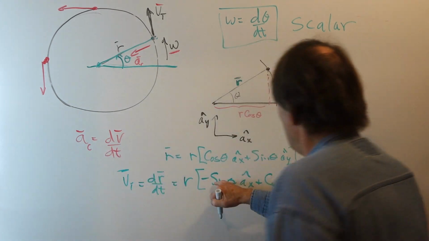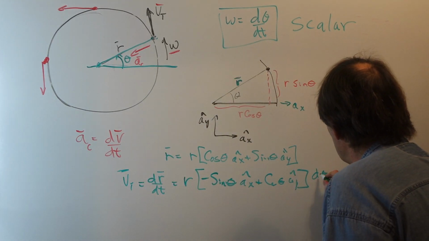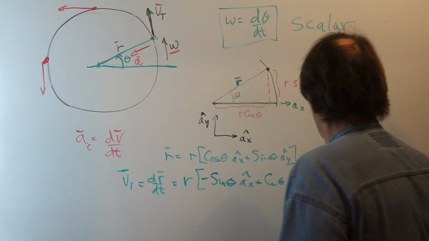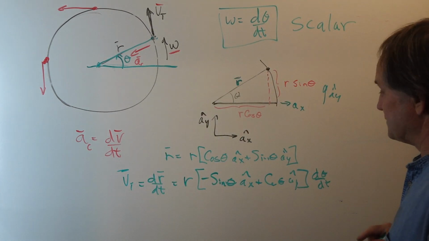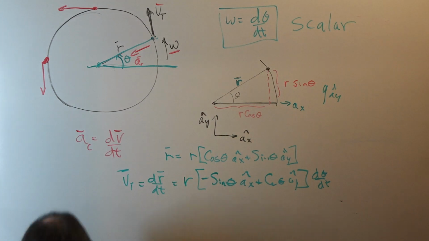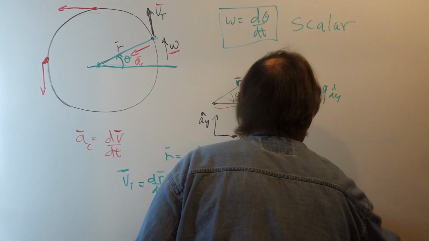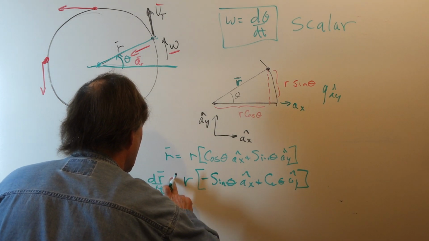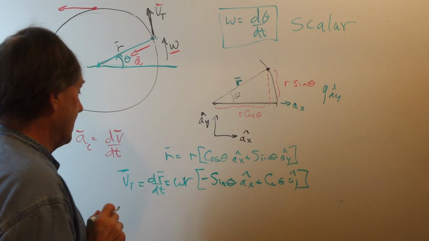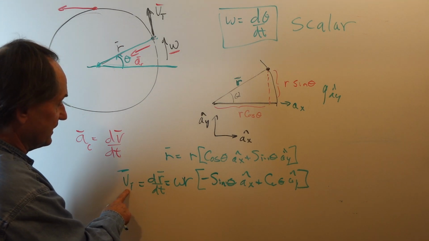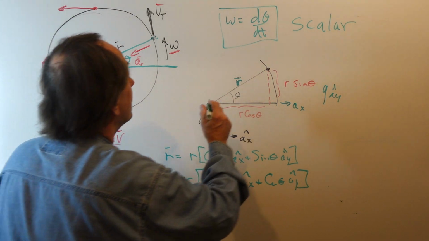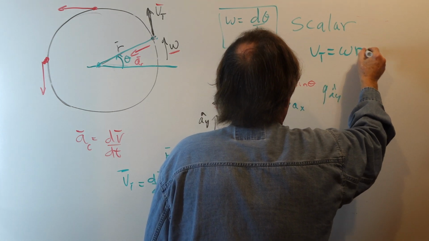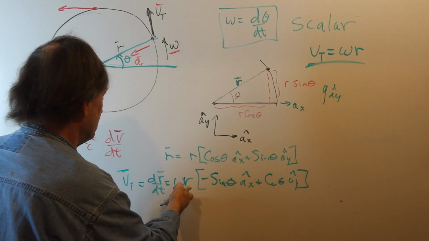And then we have d theta dt. Well, what is d theta dt? It's omega. The time rate of change of angle with time, I can replace that with omega. So this is omega r. So the magnitude of the tangential velocity is omega r. That's what we had before. Remember, vt is omega r. That's the magnitude of the vector.